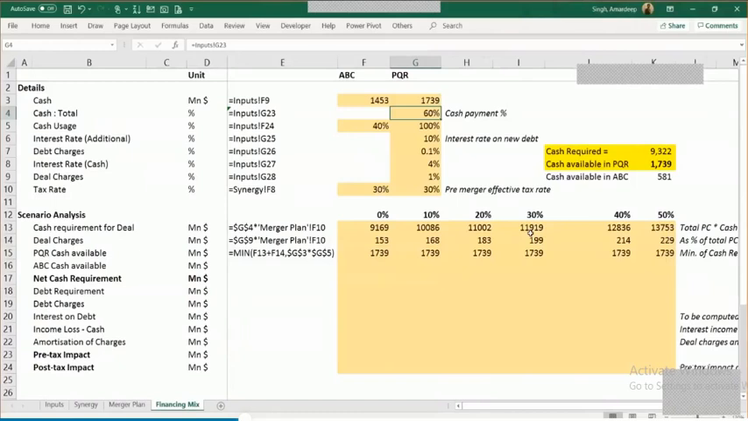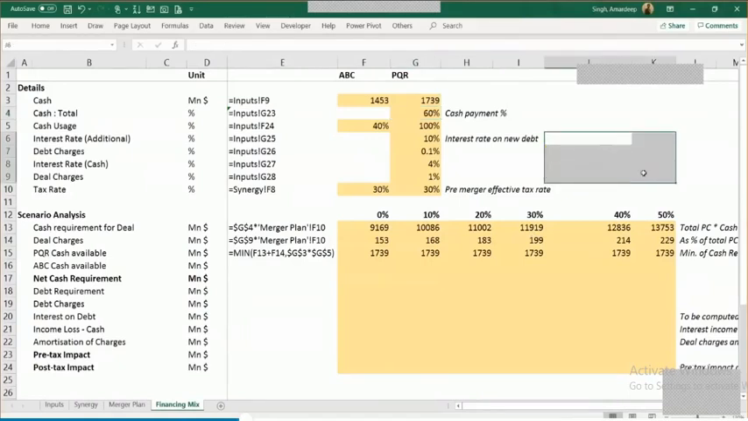Right? So let me take a pause here for you to ask any questions if you have. But what logic have I used here? I've taken the min of cash required and cash available. This is what I've used. Cash required and cash available, whichever is lower.